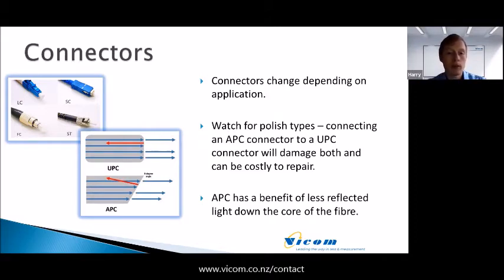So how do you identify the two? Well, if you look very closely at the end of the fiber, you might be able to see the different polish that you've got on each end face, but convention dictates that blue connectors like these ones in the image are UPC and green connectors are APC. So just remember that for making sure that you always connect green connectors to green and blue to blue, which is actually UPC to UPC and APC to APC.